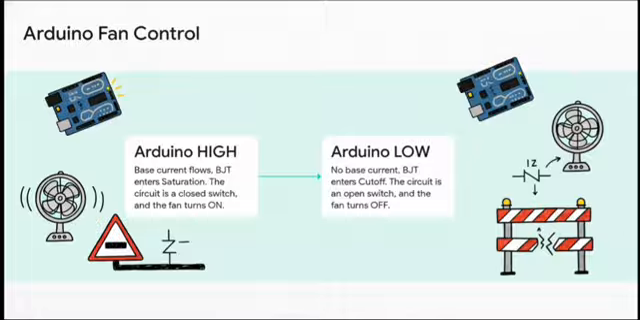Step 2, the Arduino pin goes low. The base current gets cut off. The transistor immediately snaps into cutoff mode. The switch is now open, the fan loses its connection, and it stops spinning. See? It's that simple. We're just flipping between traffic jam and road closed.